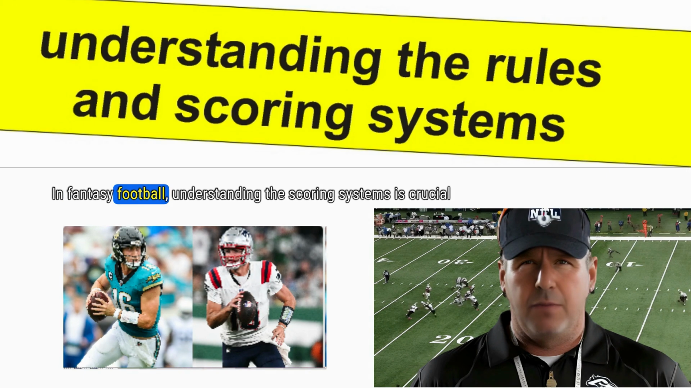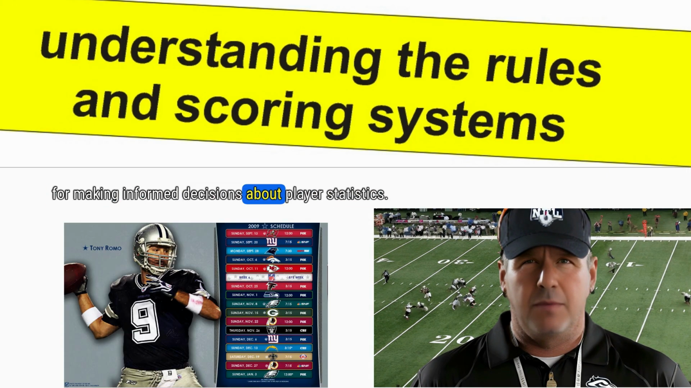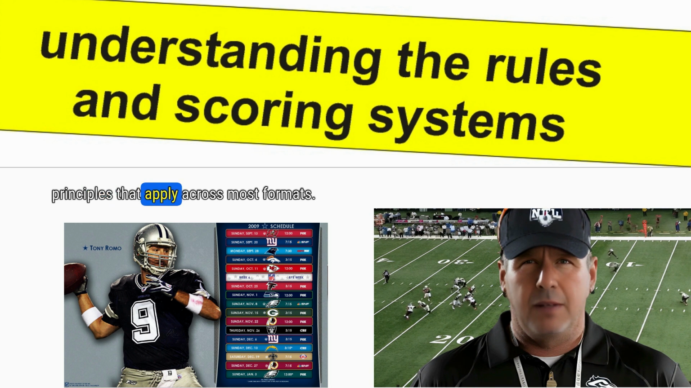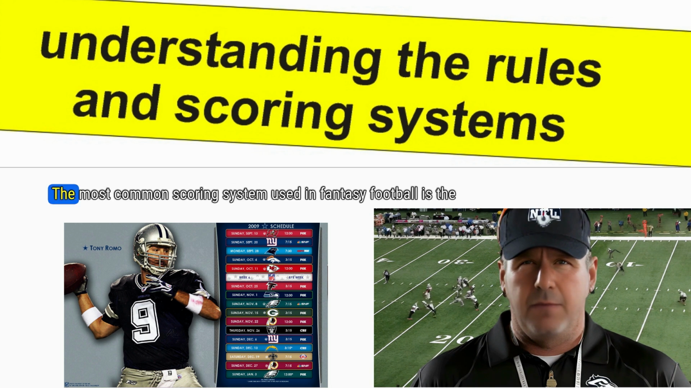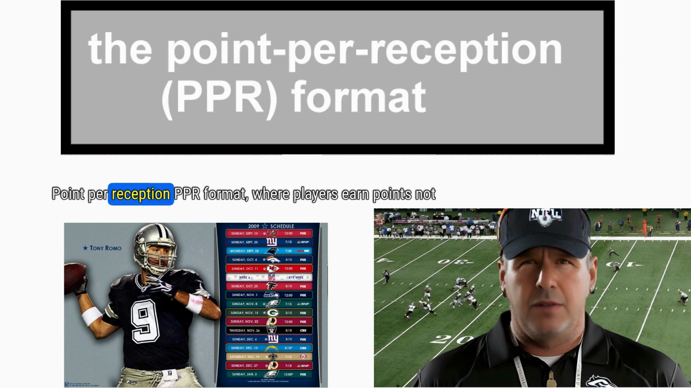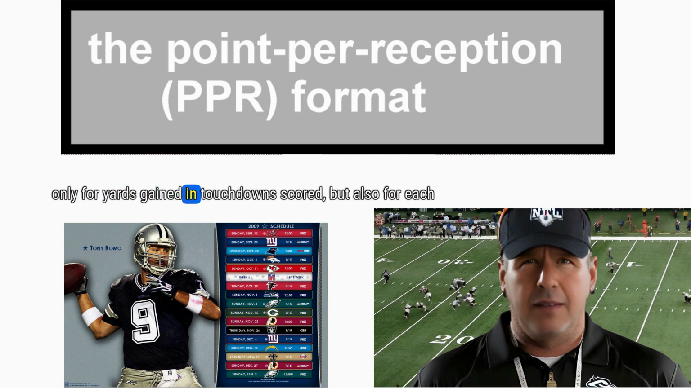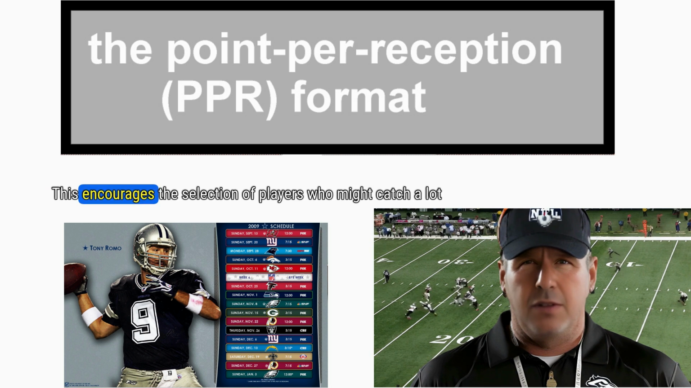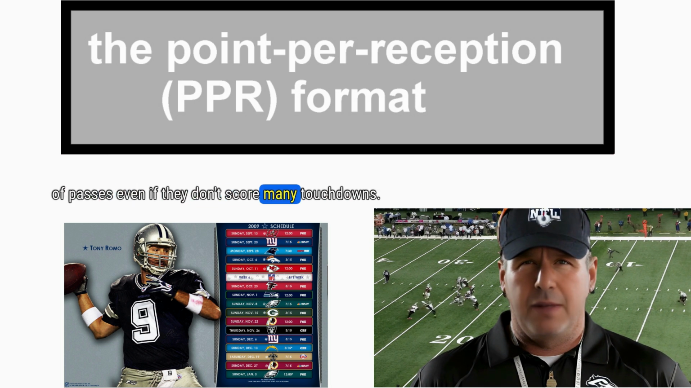In fantasy football, understanding the scoring systems is crucial for making informed decisions about player statistics. Each league may have its own specific rules, but there are general principles that apply across most formats. The most common scoring system used in fantasy football is the point per reception (PPR) format, where players earn points not only for yards gained and touchdowns scored but also for each reception made. This encourages the selection of players who might catch a lot of passes, even if they don't score many touchdowns.